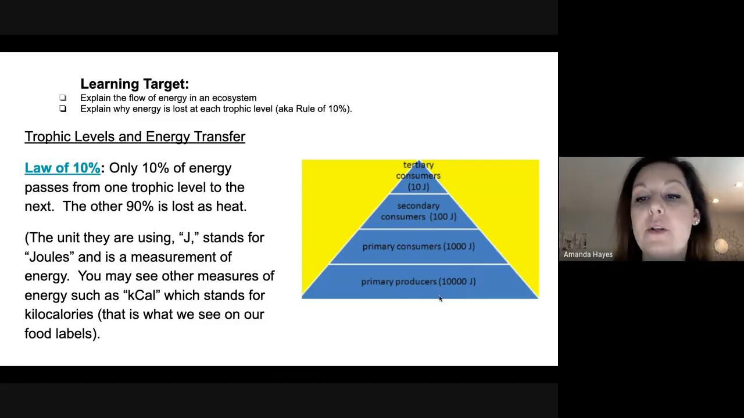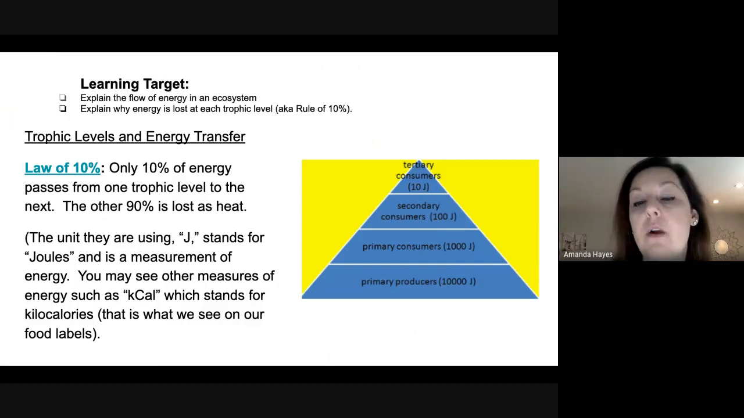So our primary producers, if they were to start with 10,000 joules, can pass on 1,000 joules to our primary consumer, and then pass on another 10%, which would be 100 joules to our secondary consumer, and then once more, 10 joules to our tertiary consumer. Each of these are 10% of the previous trophic level. The rest of that 90% is being lost through digestive or metabolic processes or through heat. So it's returned back to the ecosystem.